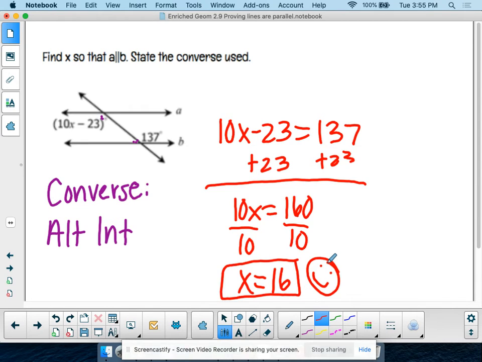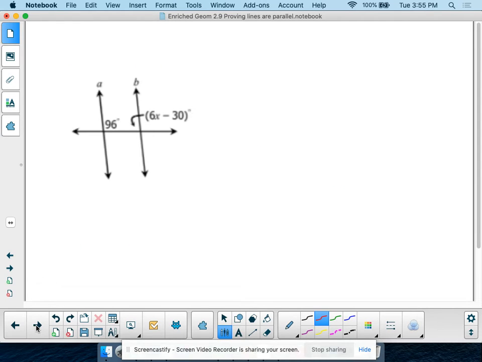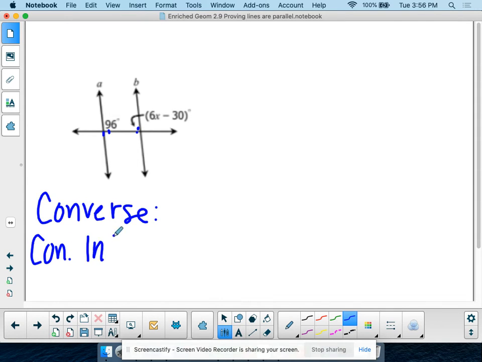So one more for good luck. Same idea. We want to find the value of x, which makes our line A and B parallel. So we have to decide what kind of angles are these. Figure out what converse we're using. Hopefully you're thinking consecutive interior angles.